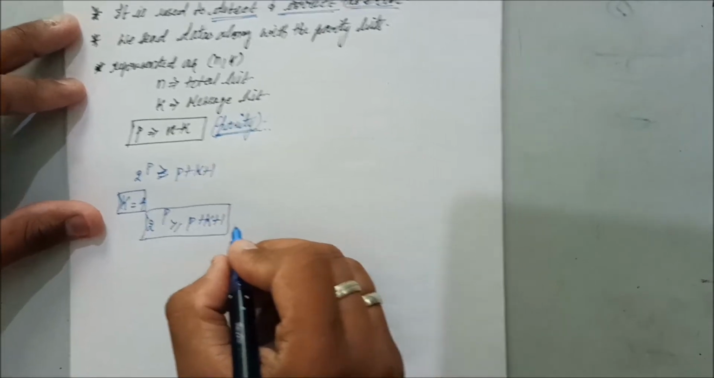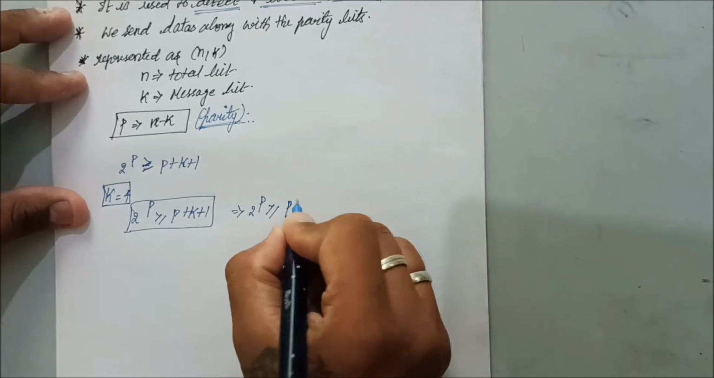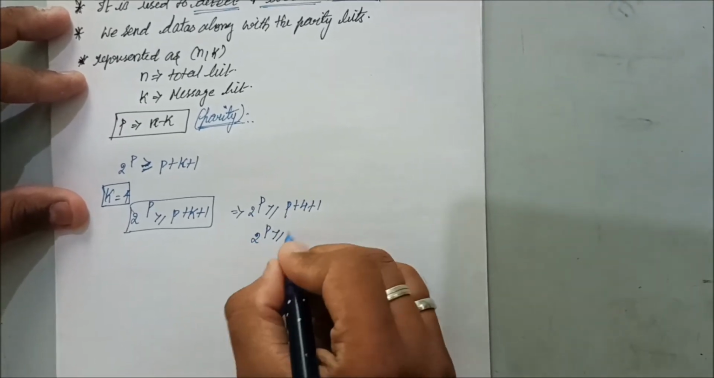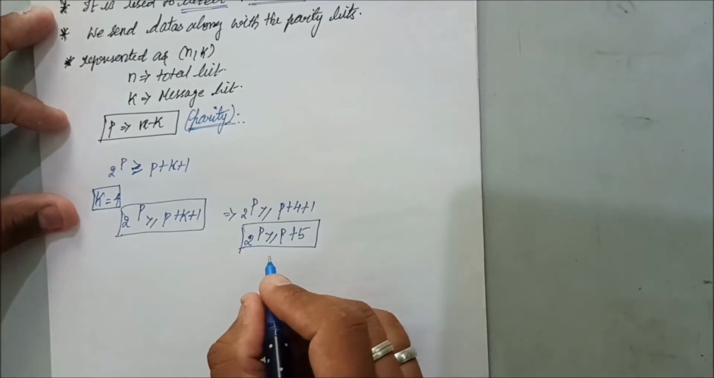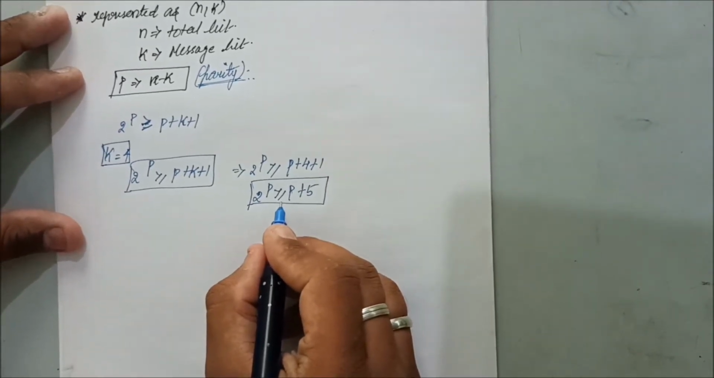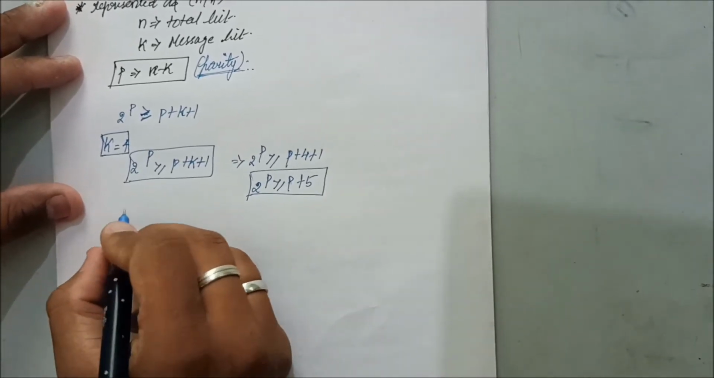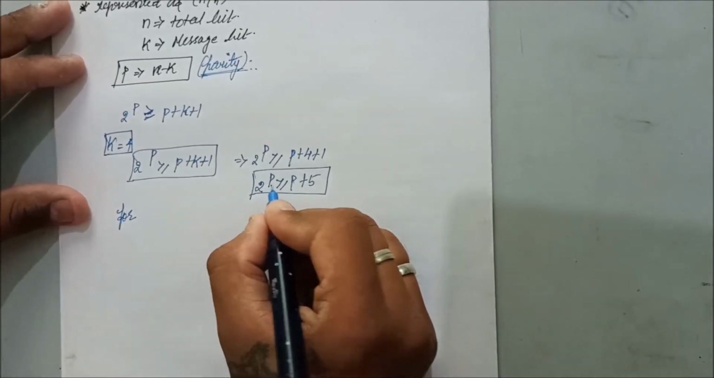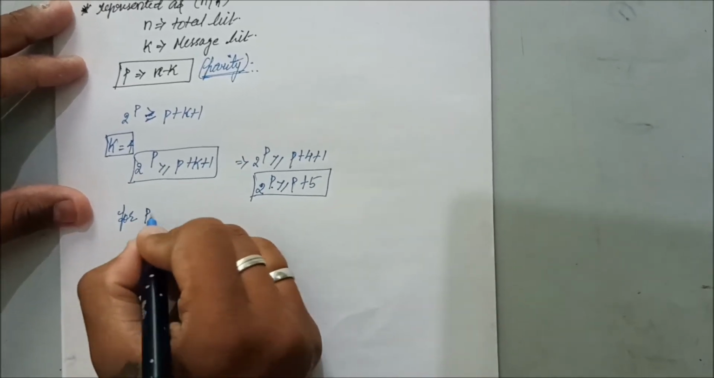Replacing k with its value, 2 power p is greater than or equal to p plus 4 plus 1, which becomes p plus 5. I am going to substitute values for p starting from 1 and find the value of p. It has to satisfy this condition.